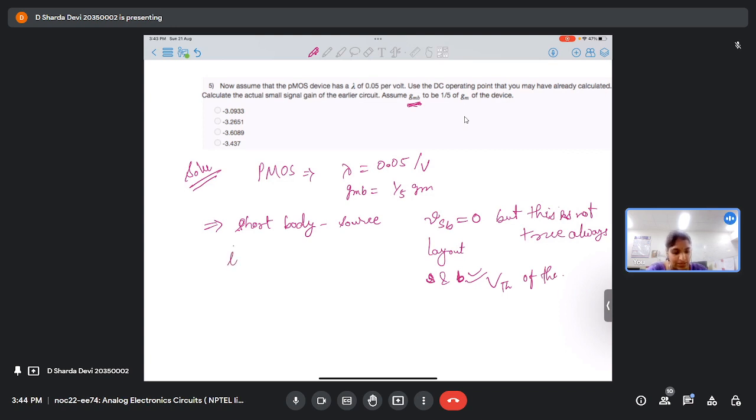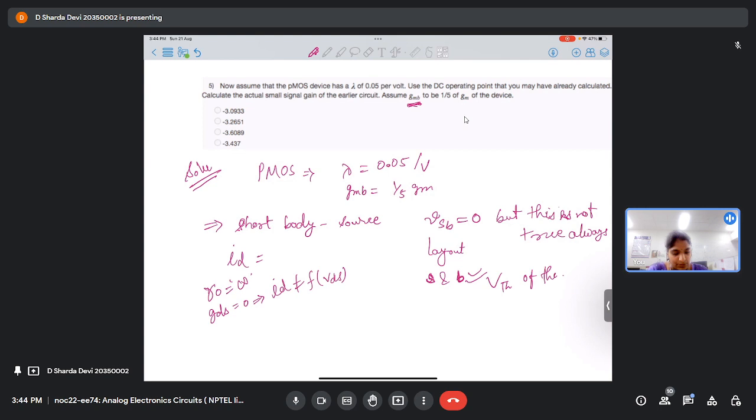So even in current, if we say our output resistance is infinite, or GDS is 0, then we are basically nullifying the effect of, so ID becomes independent of VDS, right?